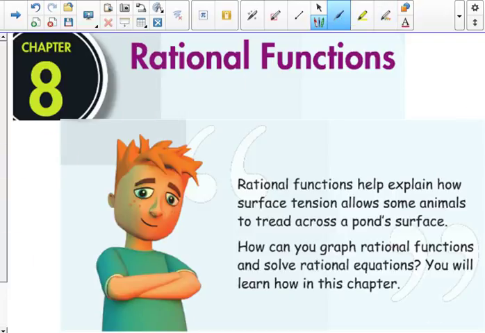Revise again. Okay, Chapter 8 is all about rational functions. And we use rational functions in all sorts of calculations. One of those is surface tension of a pond surface.